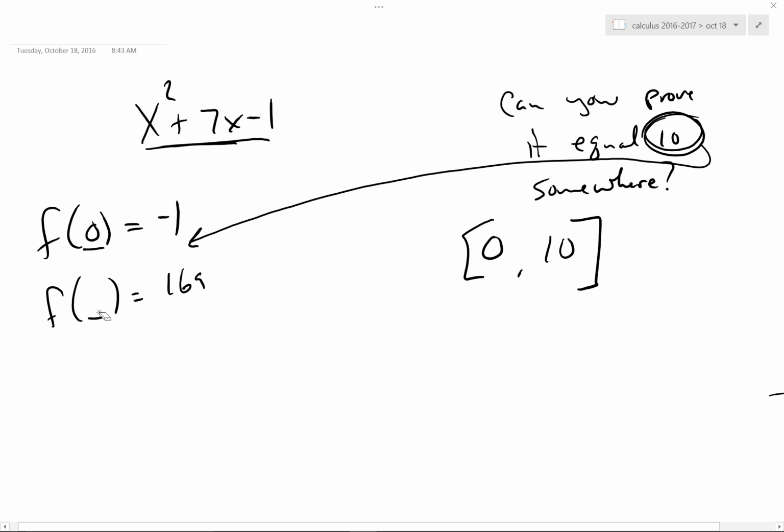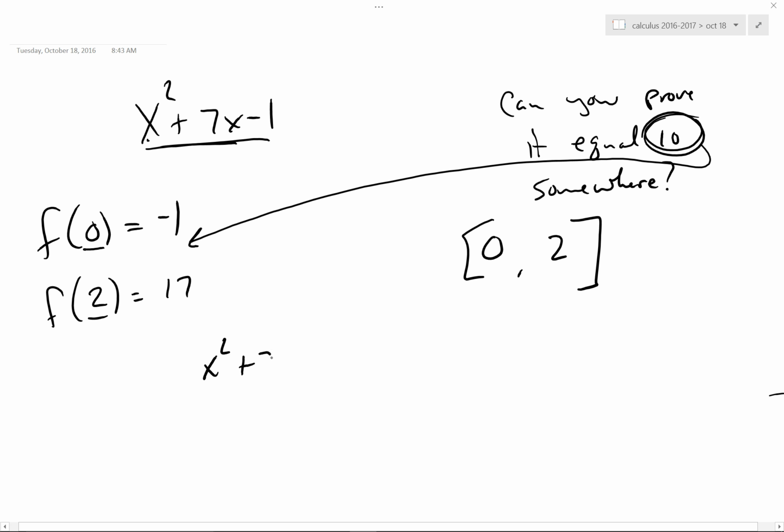Now you're like, well, couldn't I have gotten closer by just doing 2 maybe? Probably. That'd be 4 plus 14 is 18 minus 1 is 17. So somewhere between 0 and 2 it actually equals 10. So I could have just as easily done that. Okay? So then, again, how do I show where it equals?